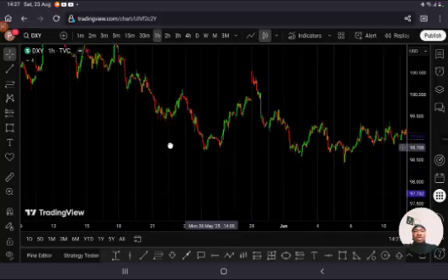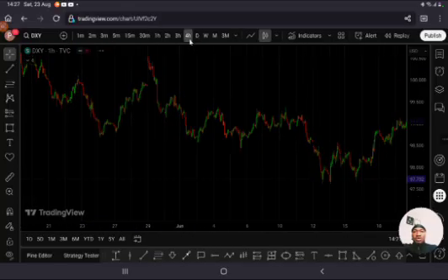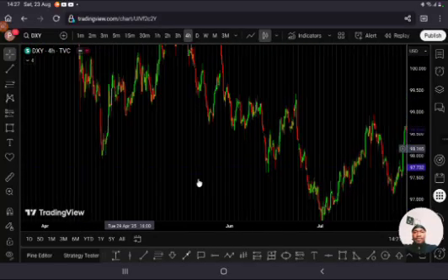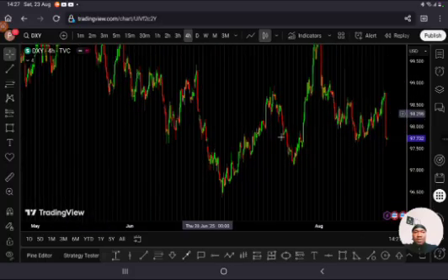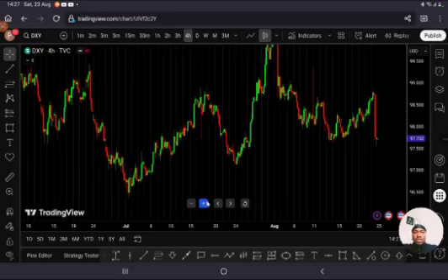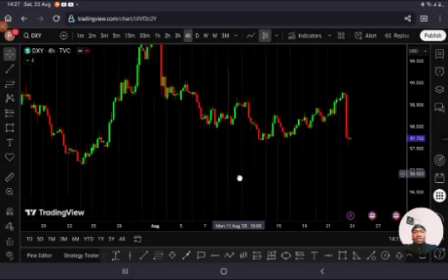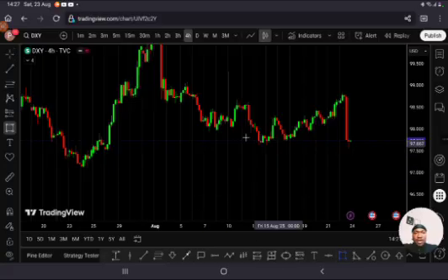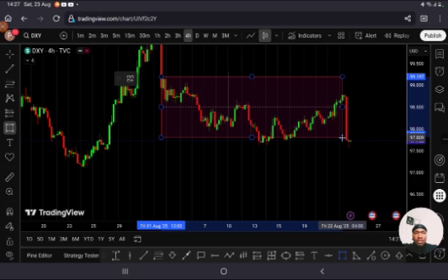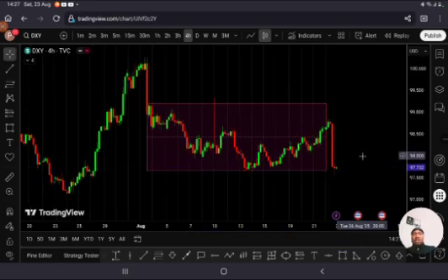Last week, if you notice, price was ranging. I'll go to H4. This is DXY, which is the dollar index. Since August, price has been ranging. Now look at this area, from this zone. Can you see that price has been in a box?